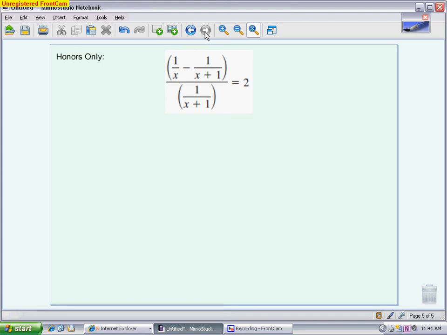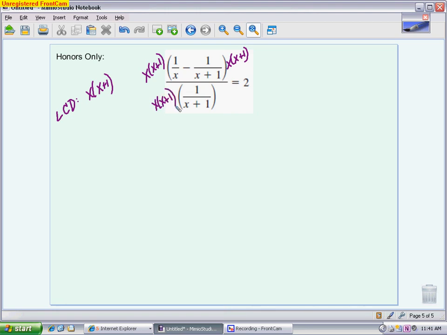When you have a problem like this, you want to focus entirely on the complex side first. You want to look at the complex side and identify the LCD. So right now we have denominators of x and x plus 1, so that is my LCD. We're going to multiply every term on the complex side by the LCD, so by x, x plus 1, x, x plus 1, and x, x plus 1.